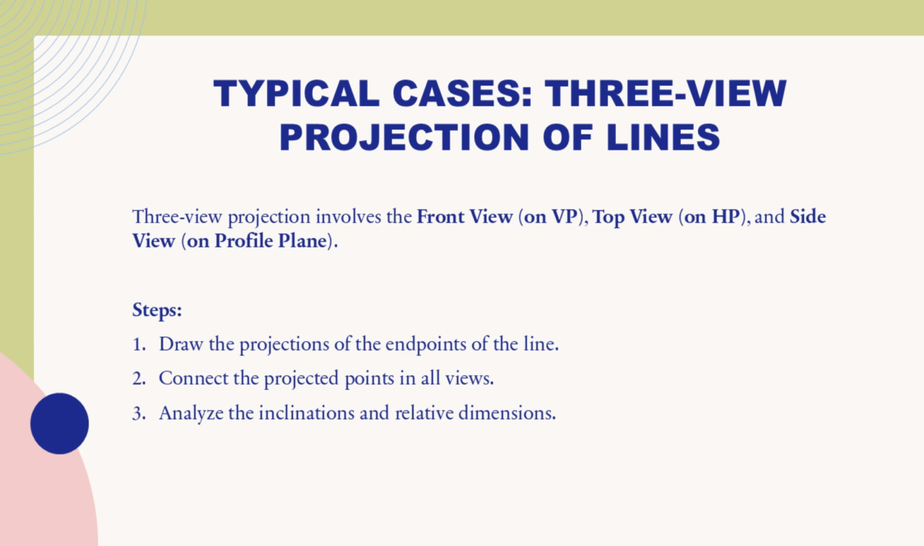Three-view projection is a comprehensive method of representing lines by showing their front view on the vertical plane, top view on the horizontal plane, and side view on the profile plane. The process involves carefully drawing the projections of a line's endpoints and then connecting these points in all views. This technique allows engineers to analyze the line's inclinations and relative dimensions from multiple perspectives, providing a complete spatial understanding.